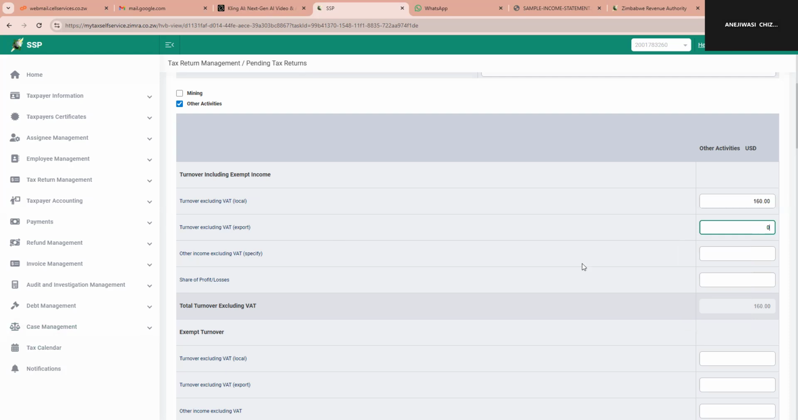Other income excluding VAT. If you've got other income, you may be receiving some rentals. Probably you've got some properties that you are renting out, or you are getting some other income from elsewhere. You just have to put the figure there.